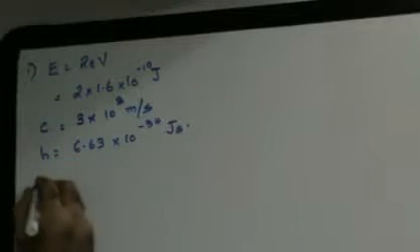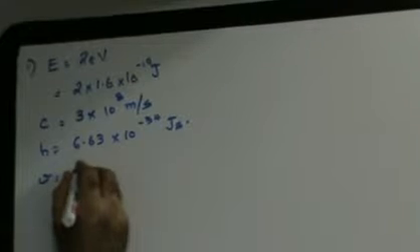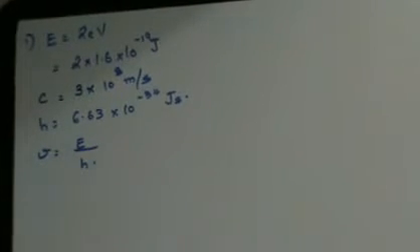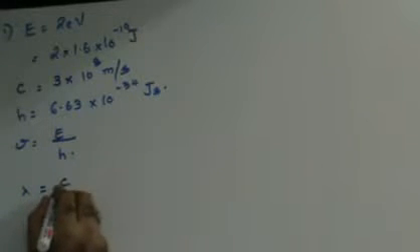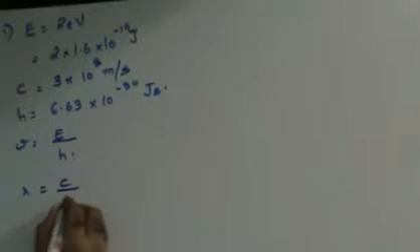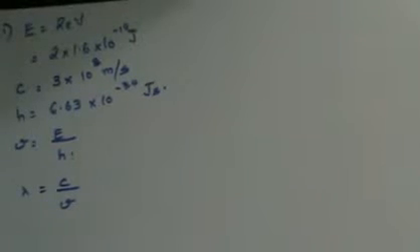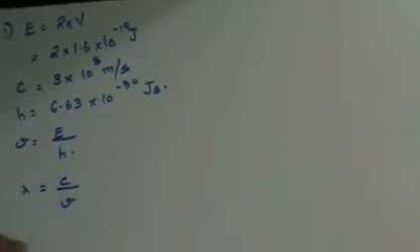I can say that frequency is nothing but energy upon Planck's constant. Right? So, you have energy, you know Planck's constant, you should be able to get the frequency. Wavelength is velocity of light divided by frequency. Right? Both the values you have, you should be able to get this answer.